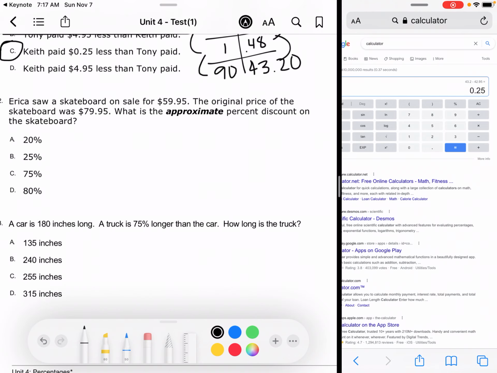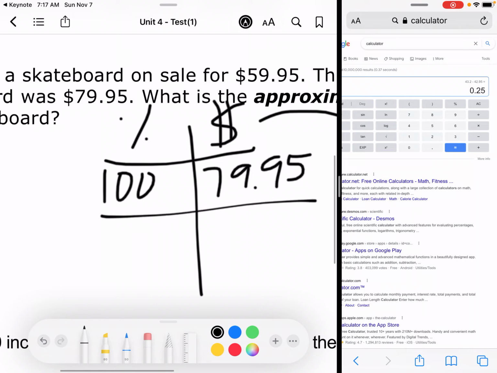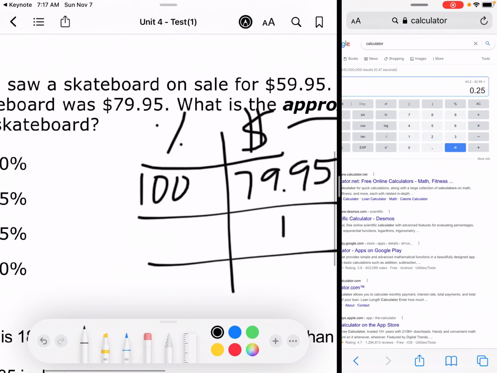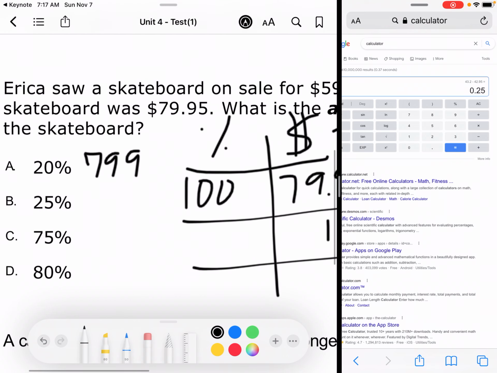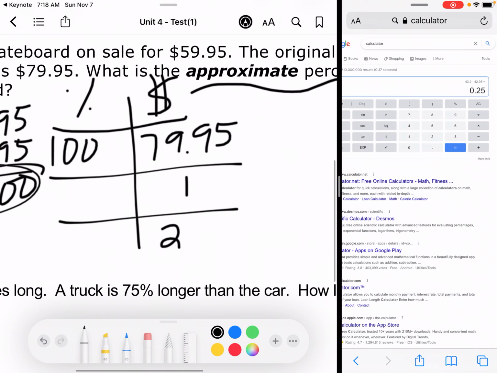Erica bought a snowboard on sale for $59.95. The original price of the skateboard was $79.95. What was the approximate percent discount on the skateboard? So they want to know what the discount was. So I know the original amount was $79.95. And I know that I'm finding the discount, and she saved $79.95 minus $59.95. She saved $20. So I have to find $20.